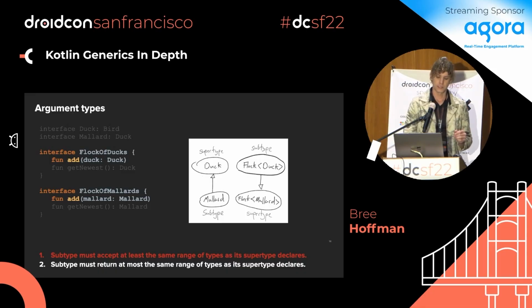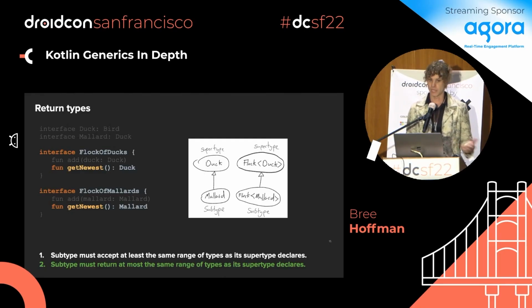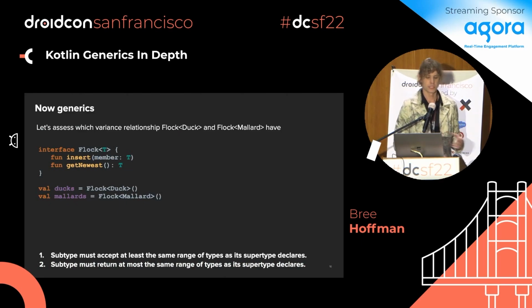If we turn our attention to the second rule, though, and we're just looking at return types, you'll find that the rule passes. The subtype returns at most a mallard, which is at most a duck. So we can safely say that these interfaces are covariant on the return types. So now let's take that example and turn it to use generics instead of having explicitly defined types.